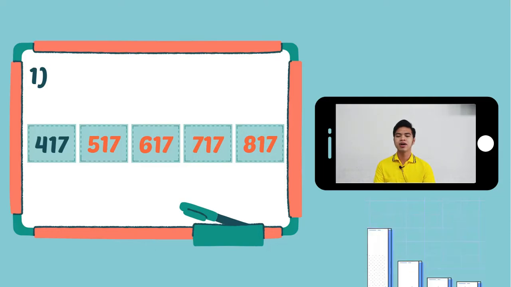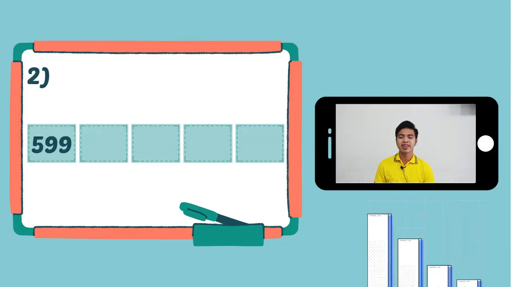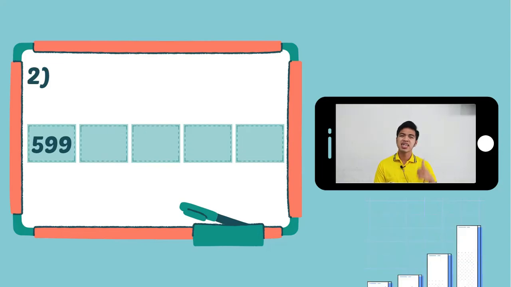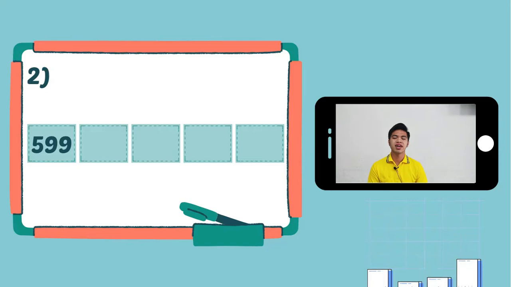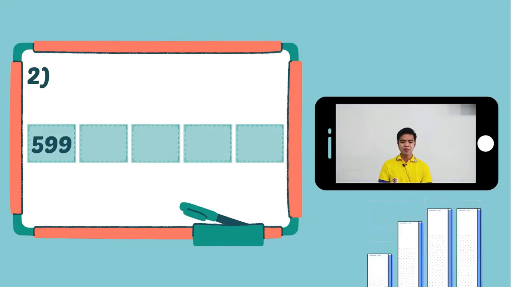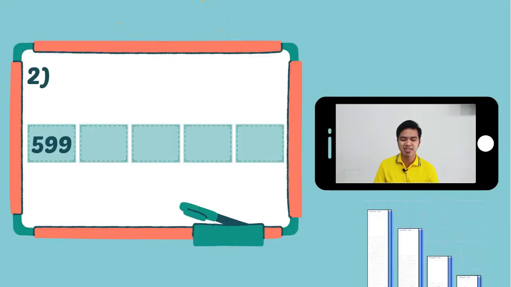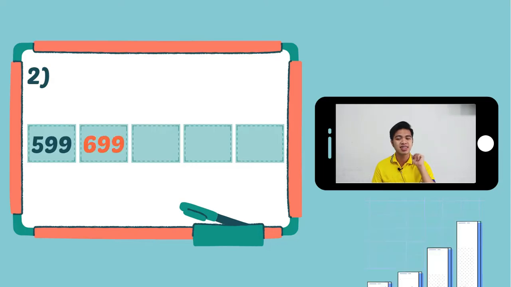So number 2, what is the series of numbers? We have the given number 599. Okay, so what will be its next number? Let us find it out. So how are we going to find it out? We're just going to add 100 in it. Okay, so let's add 599 plus 100. So what do you think will be the answer? Okay, good job. The answer is 699. So you're going to write 699.